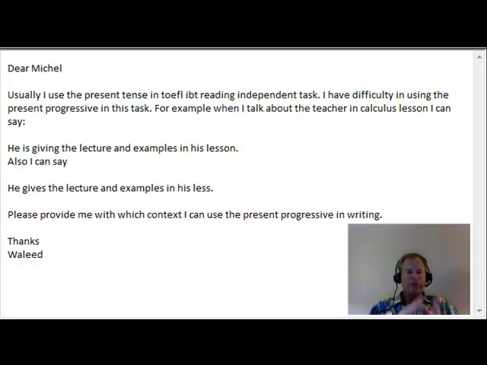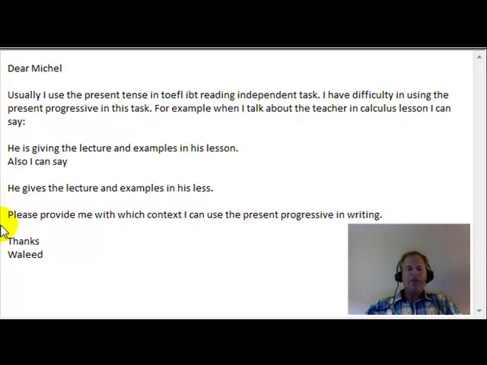Let's take a look at a question I got from one of my paying subscribers at Better TOEFL Scores. He says, "Dear Michael, usually I use the present tense in the TOEFL iBT reading independent task. I have difficulty in using the present progressive in this task. For example, when I talk about the teacher in a calculus lesson, I can say, he is giving the lecture and examples in this lesson. Also, I can say he gives the lecture and examples in this lesson. Please provide me with which context I can use the present progressive in writing."